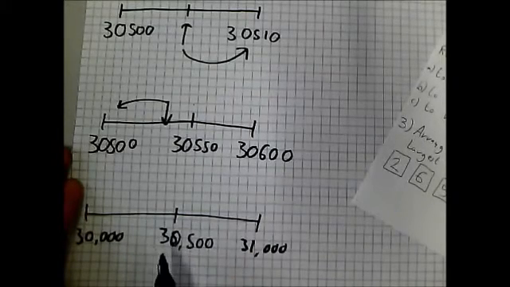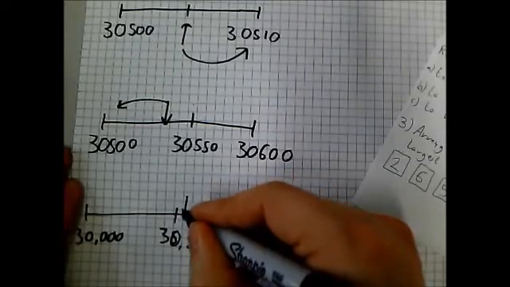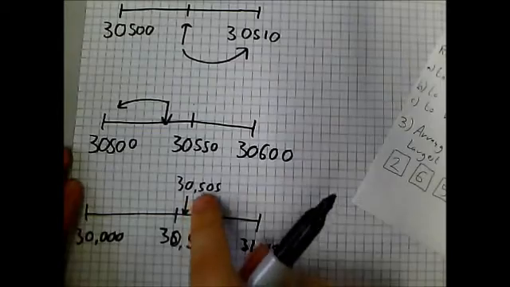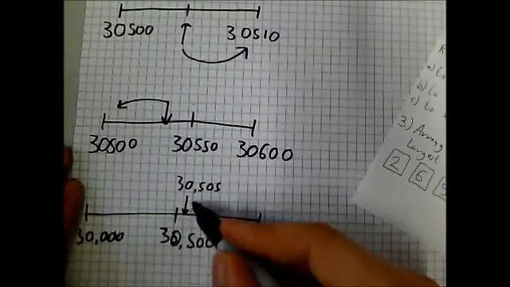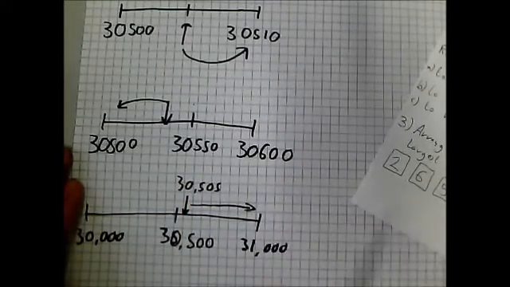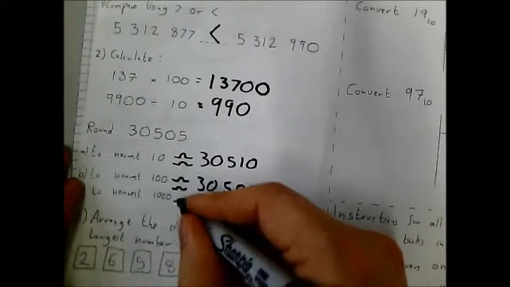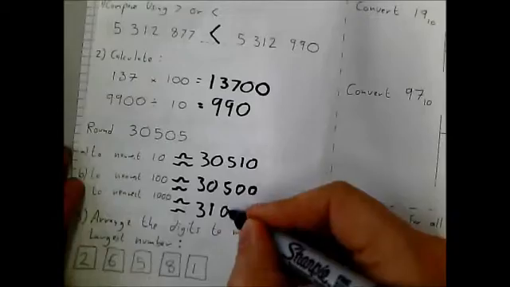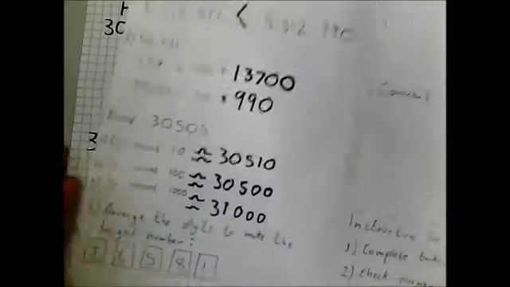Okay, and I want 30,505. Then that's just a smidgen over to the right, because it's just over 500. It's nearest to 31,000. So that is approximately equal to 31,000.